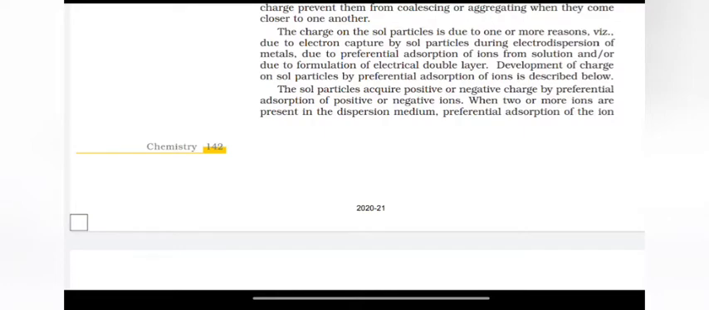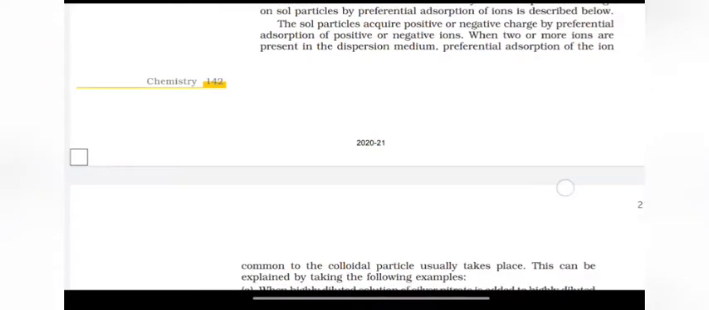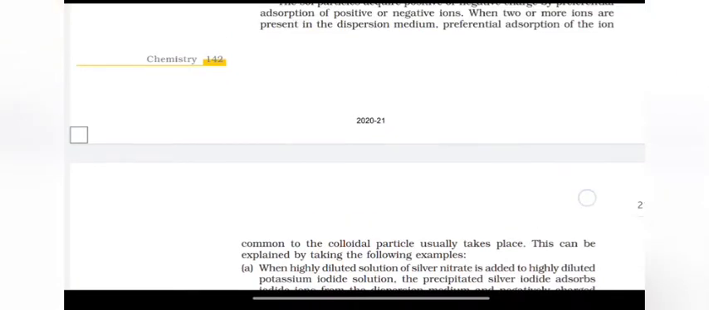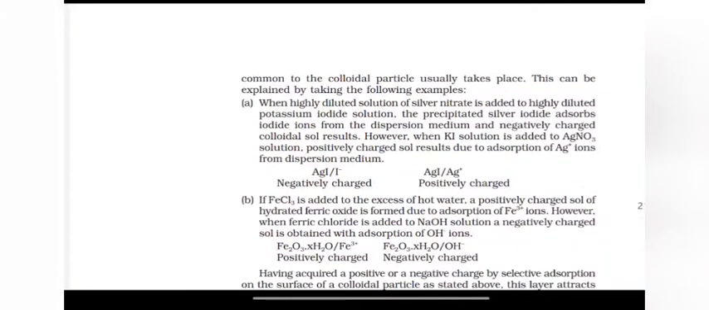Development of charge on sol particles by preferential adsorption of ions is described below. The sol particles acquire positive or negative charge by preferential adsorption of positive or negative ions when two or more ions are present in the dispersion medium. Preferential adsorption of the ion common to the colloidal particle usually takes place. This can be explained by taking the following examples.